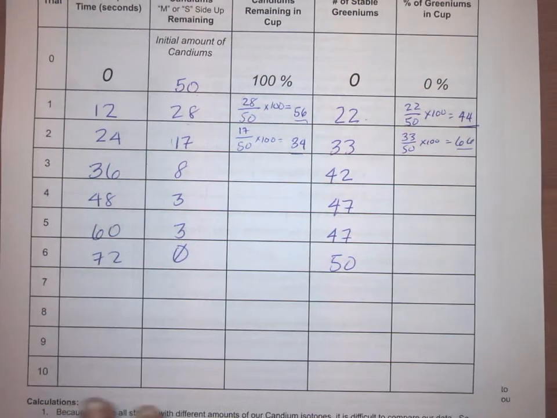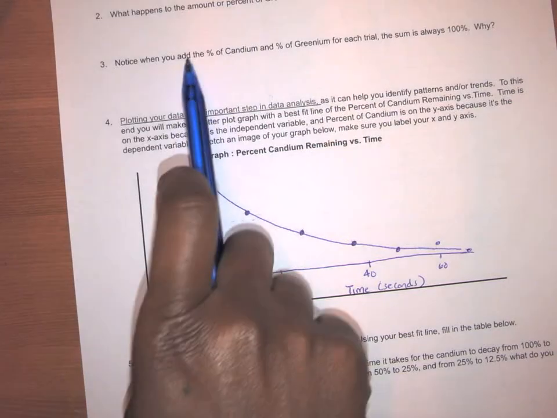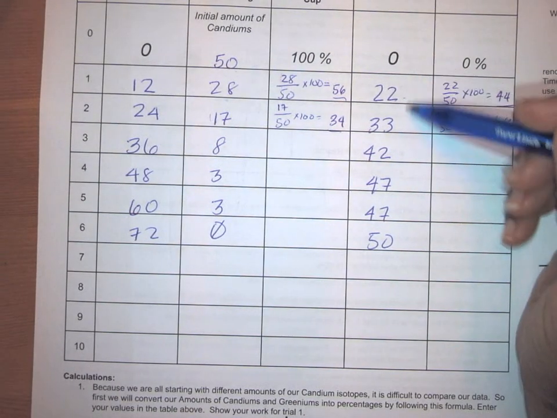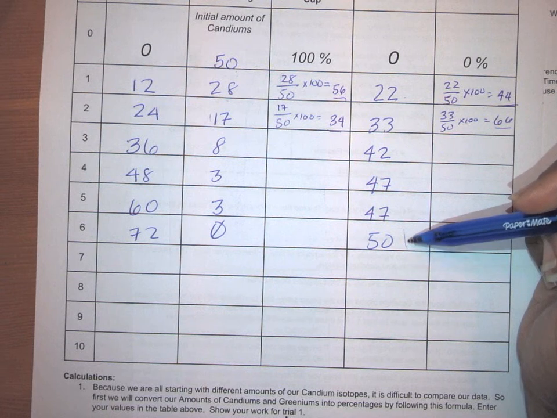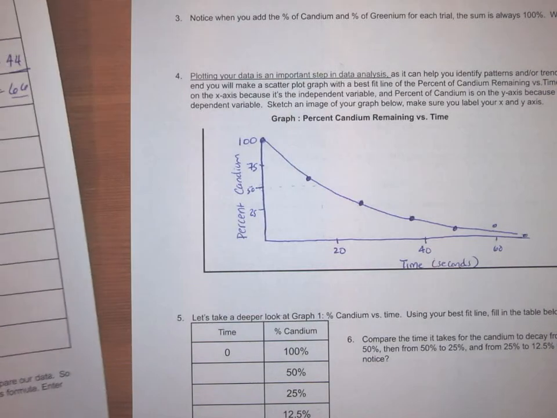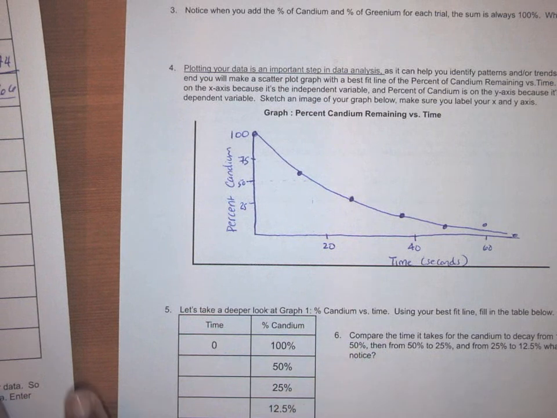Okay. Then the second one is asking what happens to the grenium over time. So if you look at the number of grenium over time, what's happening over time? Is it increasing or decreasing? And why is that happening? Okay, so remember the greniums were being formed from the decayed candium. So does that make sense?